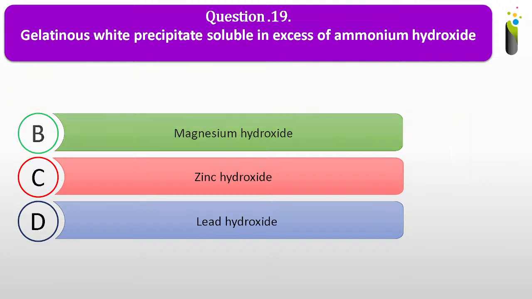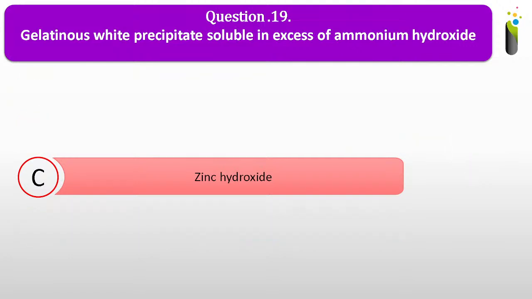And the correct answer for this question is C. Zinc hydroxide. Okay, so the gelatinous white precipitate that is soluble in excess of ammonium hydroxide is zinc hydroxide. Almost everybody has got it correct. Very good, Bata Party. Very good.